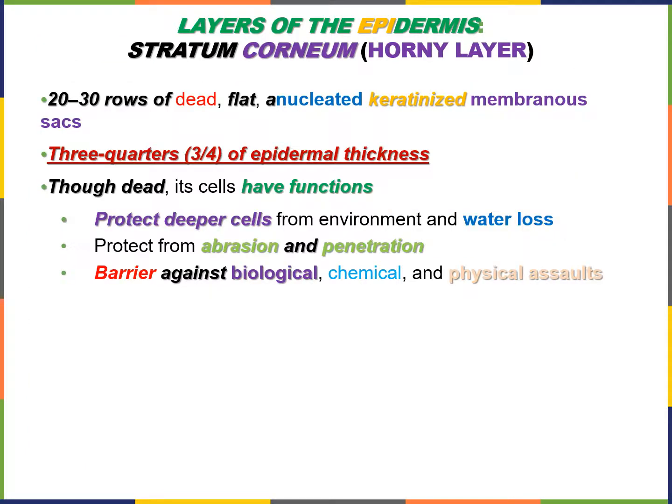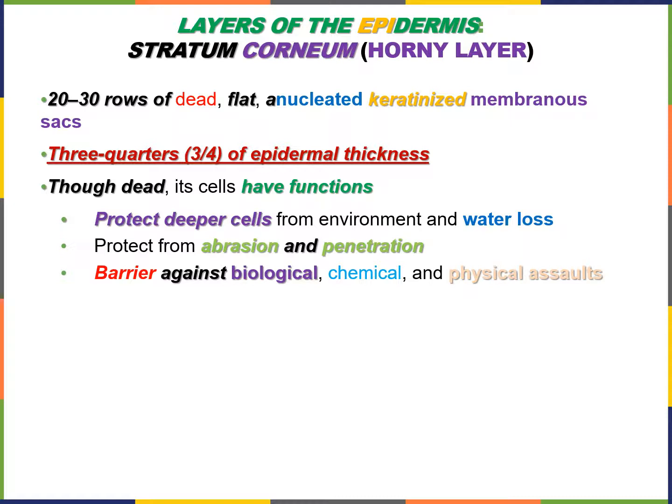The most superficial layer of the epidermis, the layer we look at, is the stratum corneum, the horny layer. It's somewhere between 20 to 35 or 40 rows of now definitely dead, flat, anucleated, keratinized, membranous sacs. That's basically what they are, just sacs of keratin material. Three-quarters of the epidermis thickness is this layer.